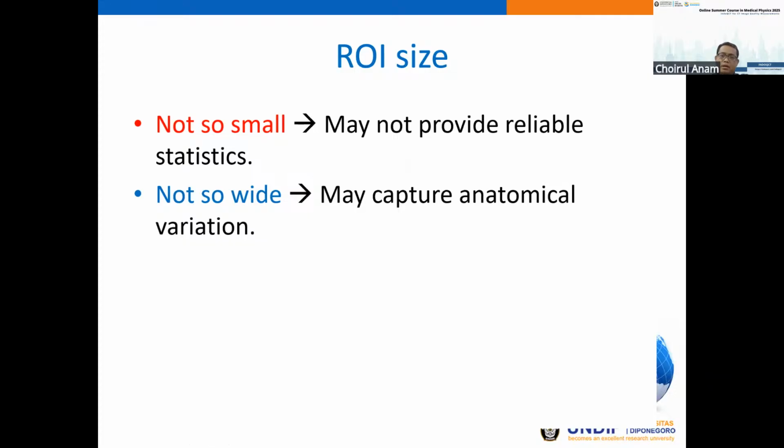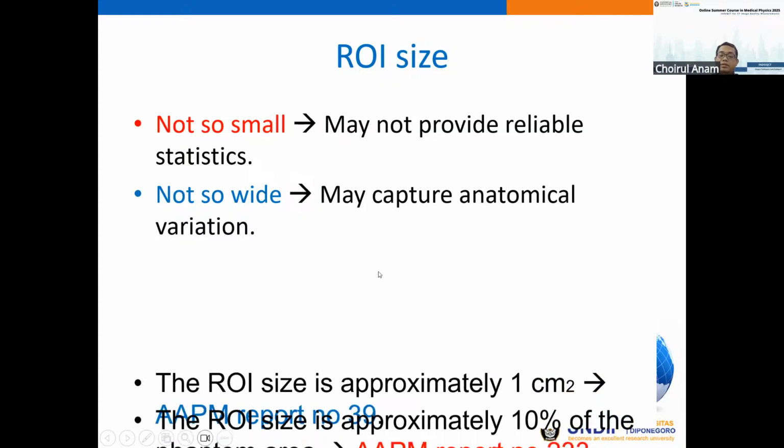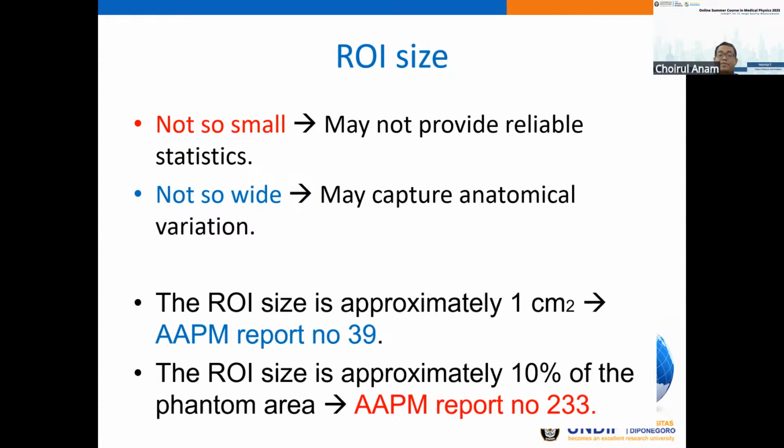Regarding the size of the ROI, it should not be too small and not too wide, because if the ROI is too small, it may not provide reliable statistics. But conversely, if the ROI is too wide, it may capture anatomical variation. So we use the standard ROI size. AAPM said that the ROI should be around 1 centimeter square, or its diameter should be around 10% of the phantom diameter. It is not the phantom area, but the phantom diameter.